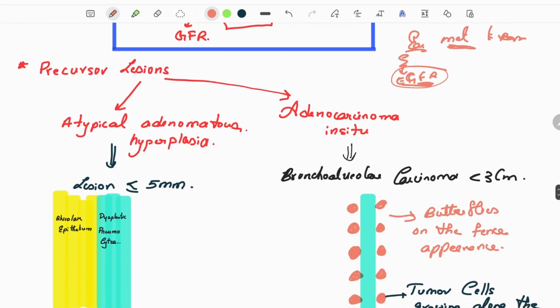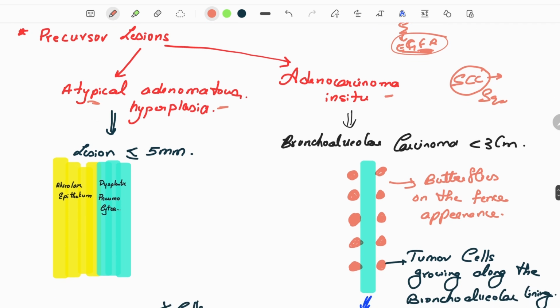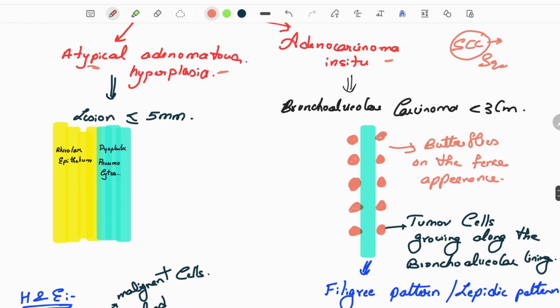And the precursor lesions are very important. Here the precursor lesions are atypical adenomatous hyperplasia and adenocarcinoma in situ. So let's discuss them one by one. Atypical adenomatous hyperplasia: these are lesions of below 5 millimeters.